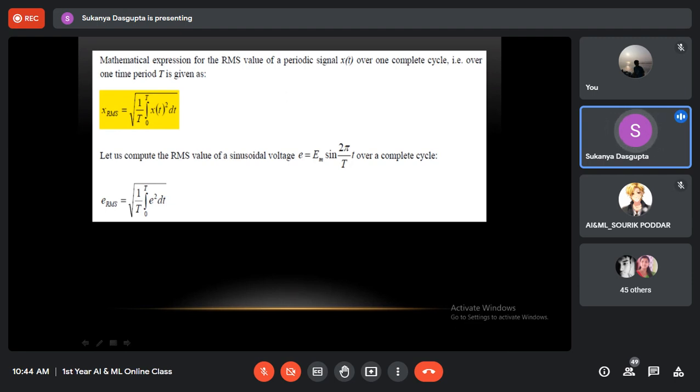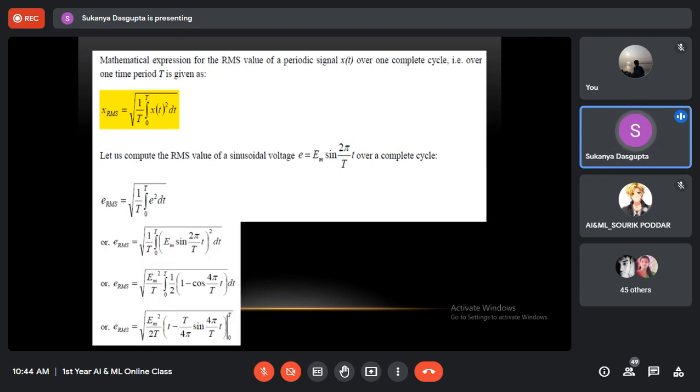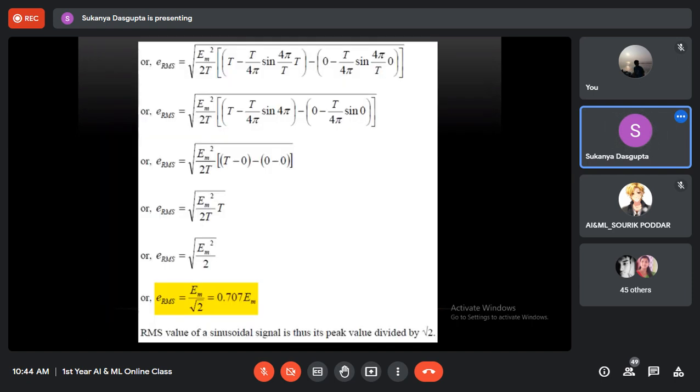What is e? e is the periodic signal, that is the voltage of the sinusoidal signal, the sinusoidal voltage expressed as Em sine omega t. So just put e equals Em sine omega t. Omega is the angular frequency in rad per second, which is 2 pi by T. So after doing this calculation, what will we get? We'll get E RMS equals 0.707 Em.